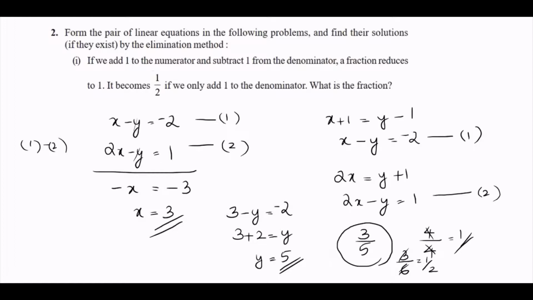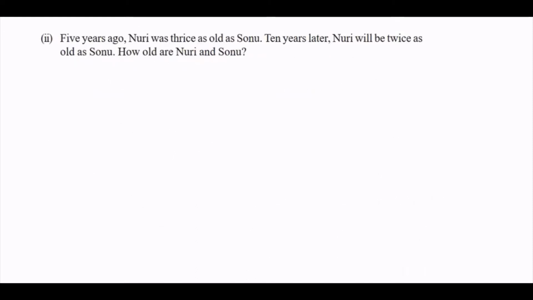That is, our fraction is 3 by 5. We have got the right answer. The second question is, 5 years ago, Noori was thrice as old as Sonu. 10 years later, Noori will be twice as old as Sonu. How old are Noori and Sonu?